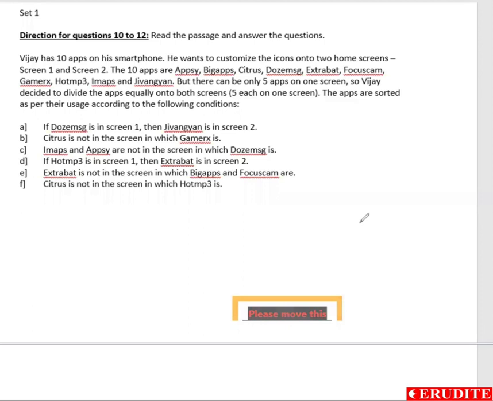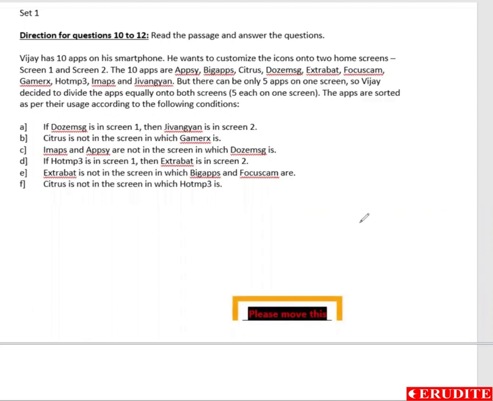Look at this set. Vijay has 10 apps on his smartphone. He wants to customize the icons onto two home screens, screen 1 and screen 2.